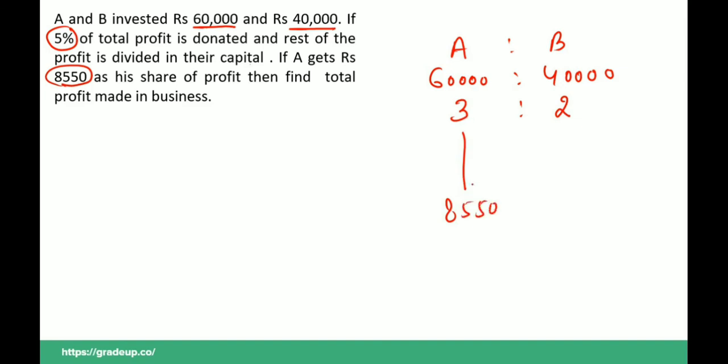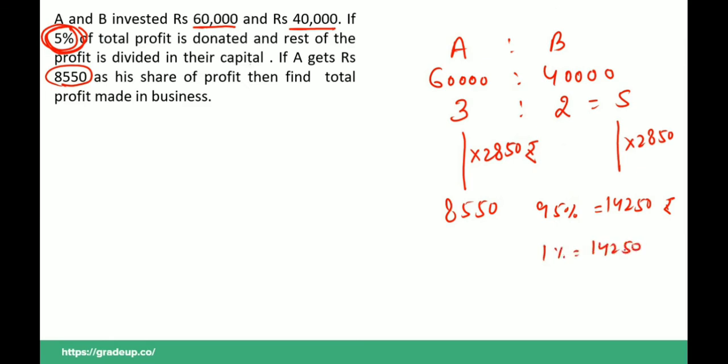If 3 units is equal to 8550, 1 unit will be equal to 2850 rupees. Then 5 units is equal to 14,250 rupees. And this is definitely equal to 95% of the profit, because it is clearly given that after distribution of 5% of the profit in donation, they distribute their profit in the capital ratio. So 1% is equal to 14,250 divided by 95. So 100% is equal to 14,250 divided by 95 into 100. That is 15,000 rupees. 15,000 rupees is the total profit in the business. I hope this is clear to all of you.